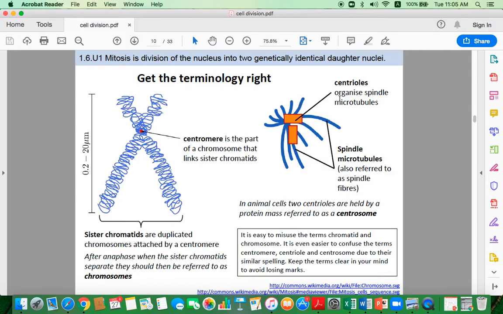Then we have these centrioles. They organize spindle microtubules, as we studied in the organelles. A spindle, these are the spindle microtubules. They are also referred to as spindle fibers, okay? In animal cells, two centrioles are held by a protein mass referred to as a centrosome.